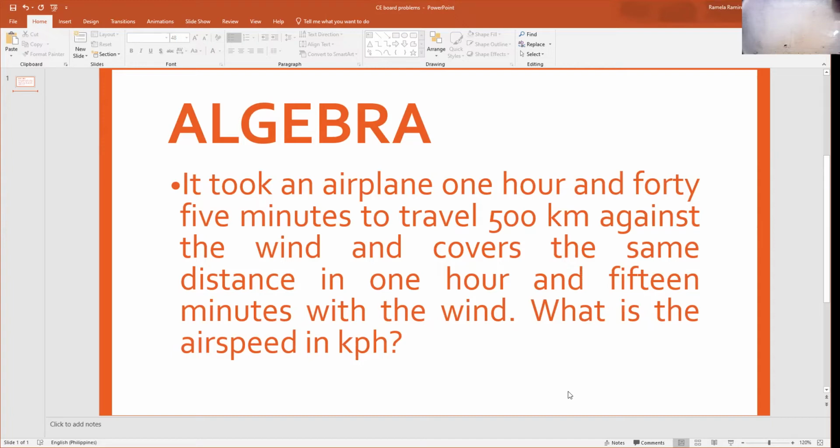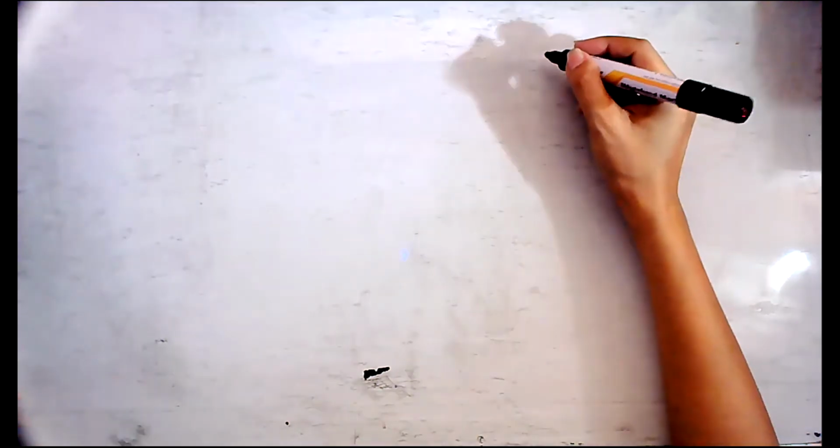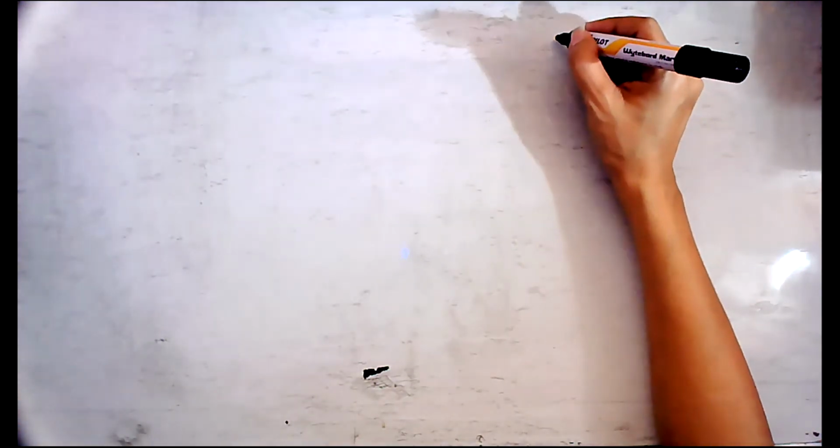So this again, according to the problem, it took an airplane 1 hour and 45 minutes to travel 500 kilometers against the wind. And it also covers the same distance within 1 hour and 15 minutes together with the wind. So the question here is, what is the air speed in kph or kilometer per hour? So let me just identify first what are the given data in the problem.